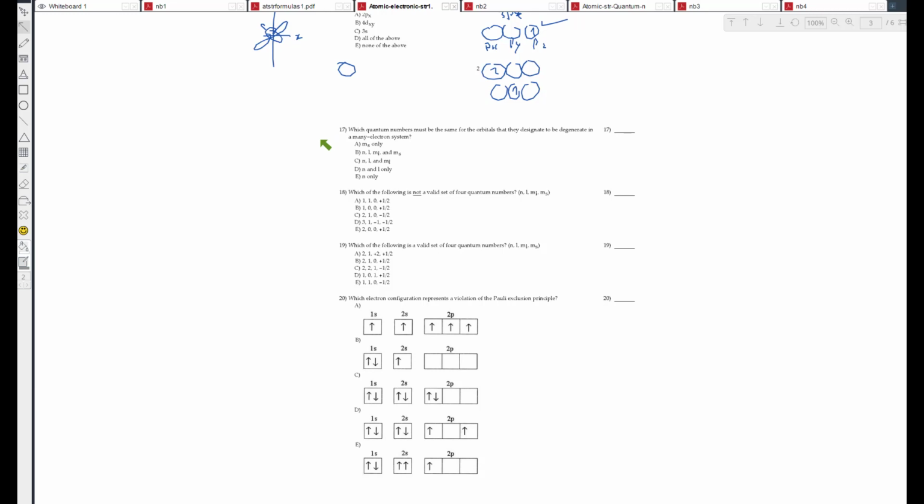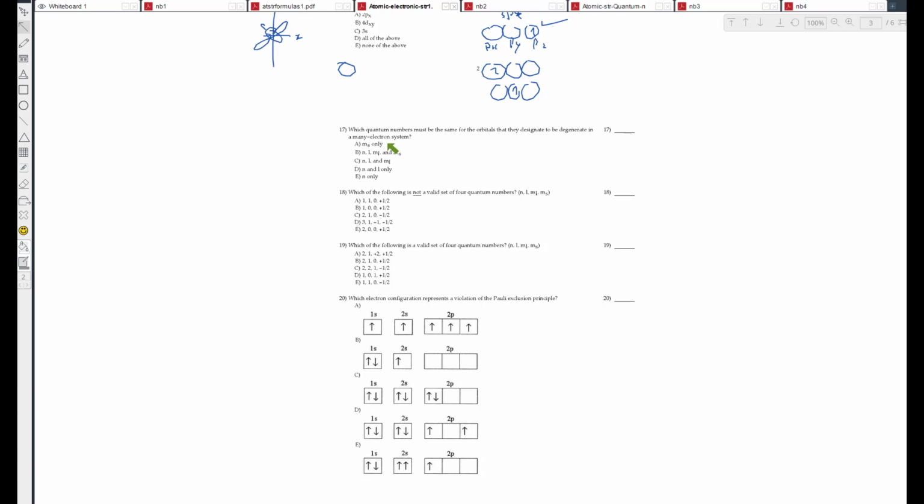Which quantum numbers must be the same for the orbitals that they designate to be degenerate in a many electron system? What quantum number must be the same for the orbitals that they designate to be degenerate? And degenerate you already know. Let me see.